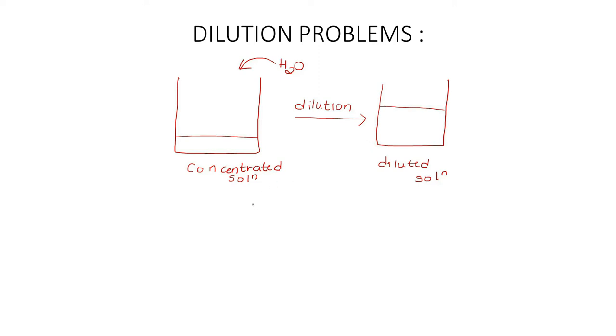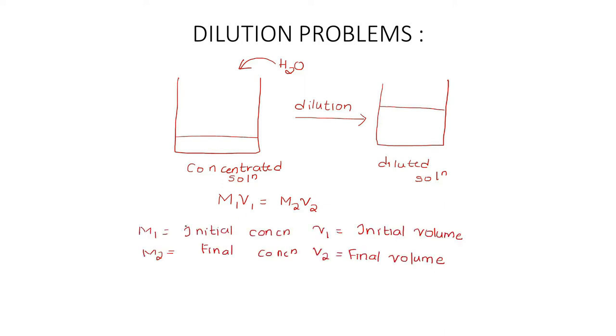In order to calculate that, there is an equation that is M1 V1 is equal to M2 V2. So it can be with respect to molarity, that is M1 V1 is equal to M2 V2, or if it is with respect to normality, it is N1 V1 is equal to N2 V2. So M1 is the initial concentration. What will be the initial concentration of the solution? And V1 is the initial volume. How much volume you are going to take from the concentrated solution?